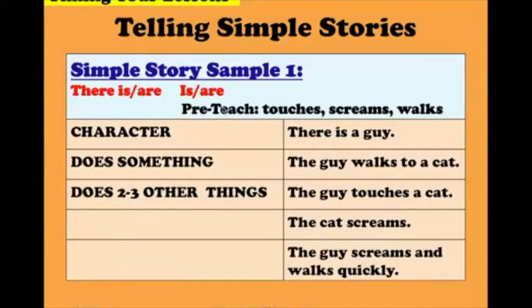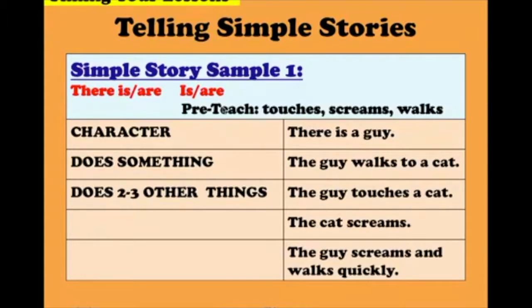Simple story sample 1. The words I have in red are just always in my room. Like, there's always a sign for there is or there are, is and are, and there's more that I have up. But again, I'm gradually putting them up, especially for my novices. Here's a simple story. There is a guy. The guy walks to a cat. That's easy to show. If I have a guy in the room, a student, and then a cat, right? I have stuffed animals of cats. The guy touches a cat. The cat screams. The guy screams and walks quickly.